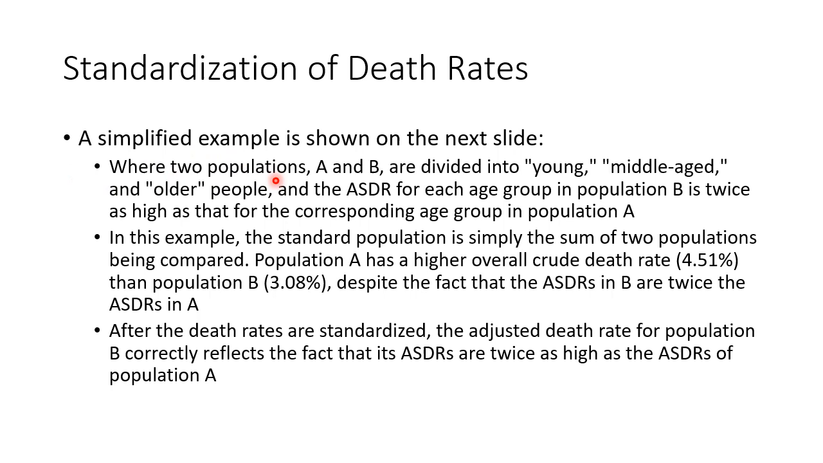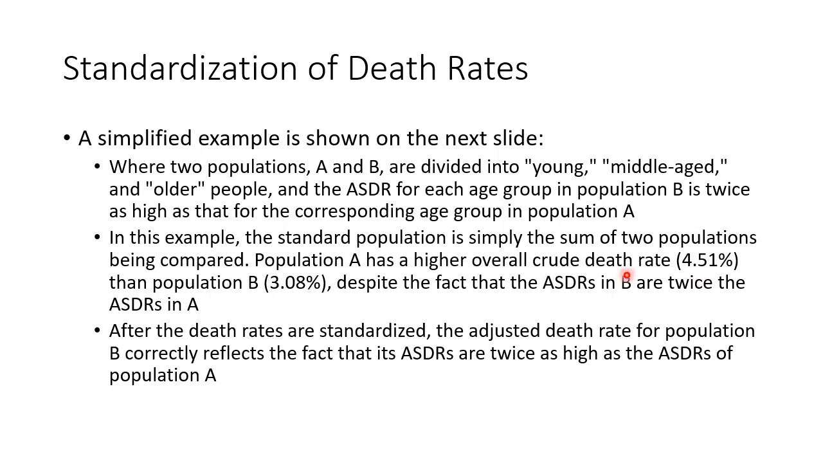So again, imagine you have two different populations. We're going to have population A and population B, and we divided them up into young, middle-aged, and older people. Again, the ages don't really matter, but just know we broke them up into these three categories. We came up with an age-specific death rate for each group. And what you notice is that in population B, it's actually twice as high as that for the corresponding groups in population A. The difference that you're going to see is that the actual percentages within each of those age groups is going to differ a little bit between the two, as we'll see.